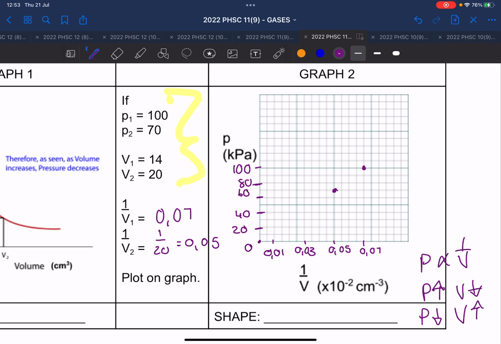So when the pressure is at 0, it's at the minimum. It cannot go lower than 0. So if P is at the minimum, that means V must be at the maximum. Alright? So V is infinity, because that's the maximum volume. Right? So what is 1 over infinity? It's close enough to 0 that we can just say it's 0.